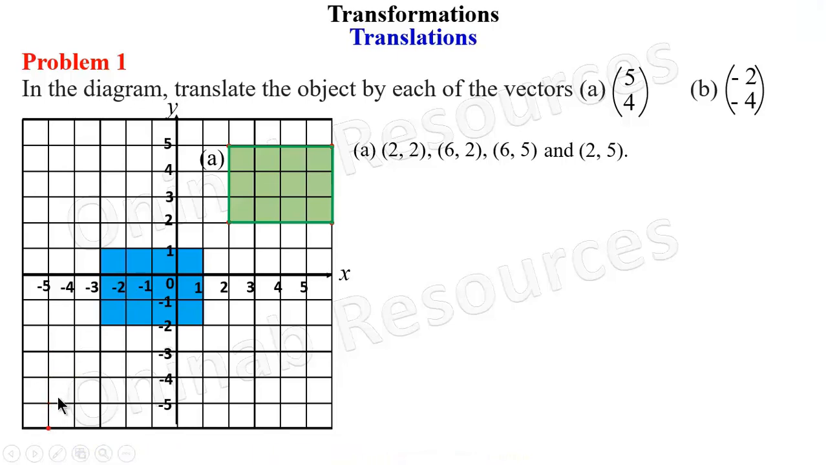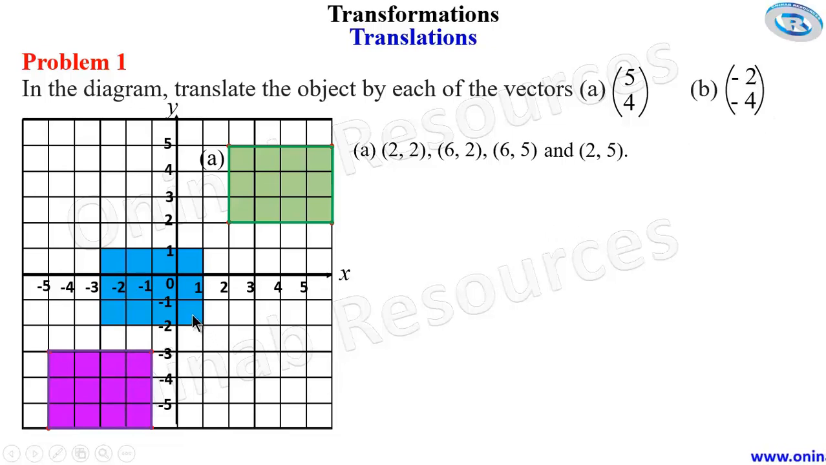We have this vertex moving to this after translation, and we can now count 4 units to the right, 1, 2, 3, 4. The other vertex with this one will be here, and 1, 2, 3. This vertex will be here, and 1, 2, 3, 4. The other vertex will be moved to this place. Then we can join to have our image after translation by the vector (-2, -4).